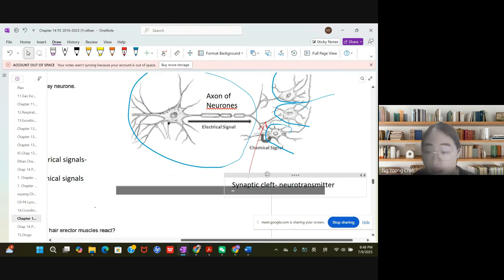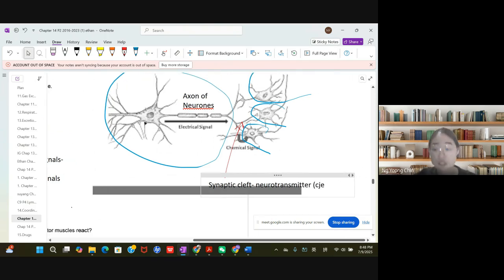So a neurotransmitter is a kind of chemical messenger. It's something like hormones. You can just refer to the neurotransmitter, which is a chemical messenger, as a kind of hormone. These hormones are only found in our brain, in our whole nervous system. So the form changes from the electrical signal to the chemical signal.